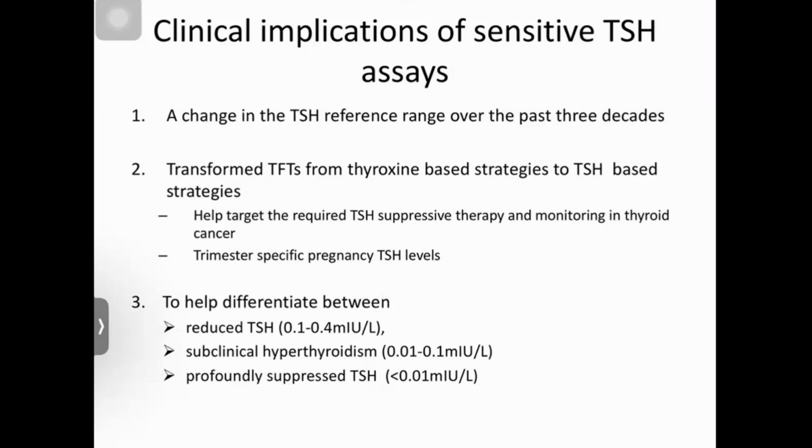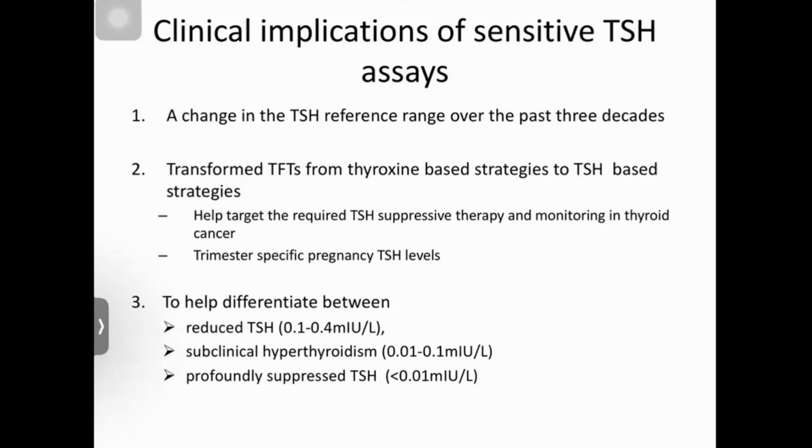So the reason why these TFTs or these TSH assays have become important is that we have now changed from a thyroxine-based strategy to a TSH-based strategy. So now that we are treating post-thyroidectomy patients who are malignant patients, we have to put them on suppressive therapy. Now the TSH value is very important for us. We need to categorize them to low risk, high risk, intermediate risk. So this TSH value is now quite important, and having a sensitive TSH assay is significant for us. And again, like I said, trimester specific pregnancy TSH levels. So the first trimester, you know that lower limit has to be 0.1, 0.2 in the second, and 0.3 in the third trimester.